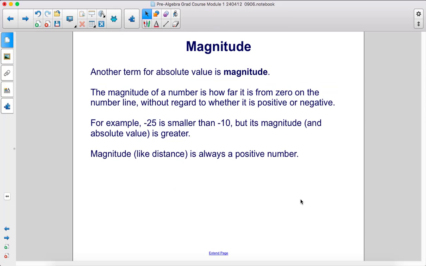Another term for absolute value is magnitude. The magnitude of a number is how far it is from 0 on the number line, without regard to whether it's positive or negative. For example, -25 is smaller than -10, but its magnitude and absolute value is greater. Magnitude, like distance, is always a positive number.